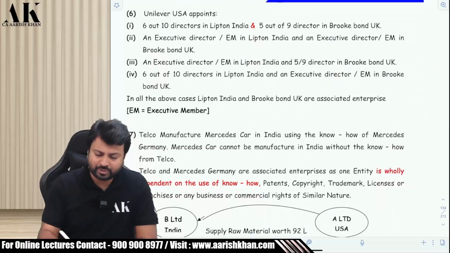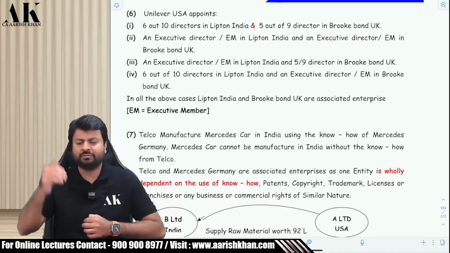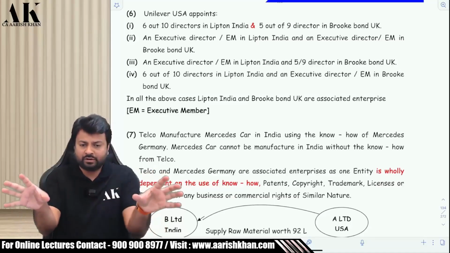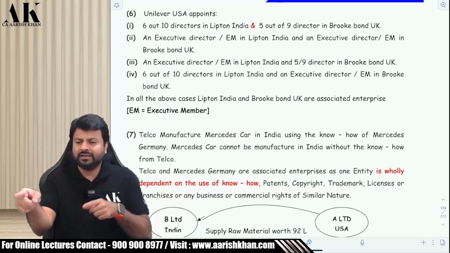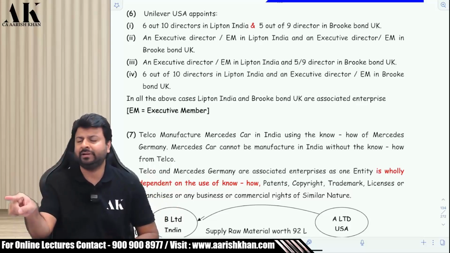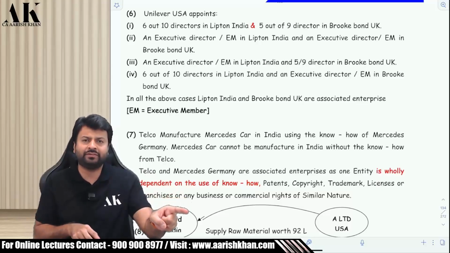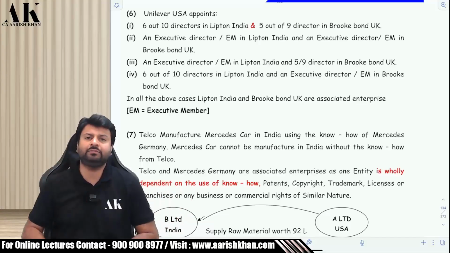Okay, let's come to point number 6 now. Point number 6 is a continuation of point number 5 only. Suppose I am one company, A Limited, and in front of me there are B Limited and C Limited. If I appoint more than half of the directors of B Limited and also of C Limited, then B and C are deemed to be associated.